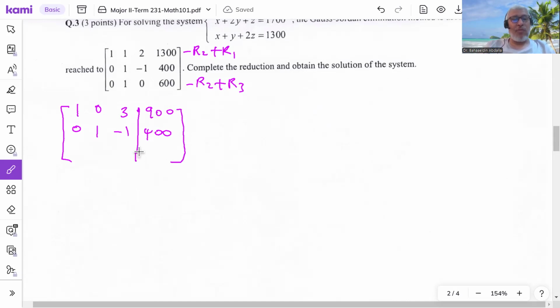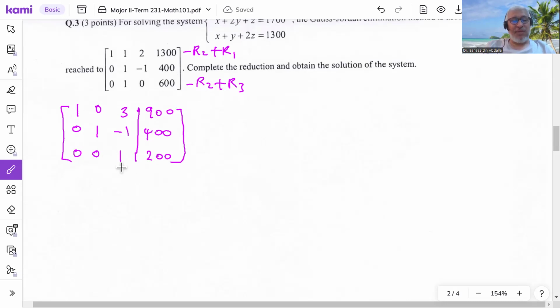Now the third row. Negative R2 plus R3. -0 plus 0 is 0. -1 plus 1 is 0. Negative times negative, that's 1, plus 0 is 1. -400 plus 600 is 200. So now I finished the first column and the second column. Now I move to the third column.